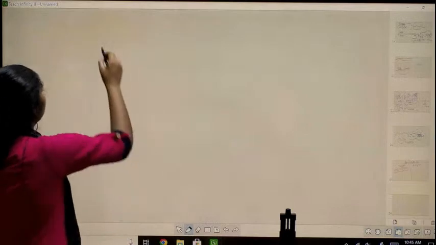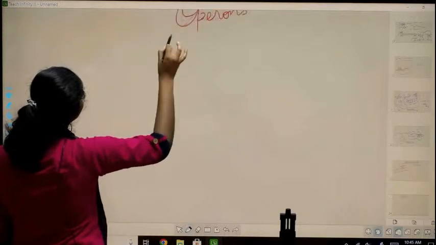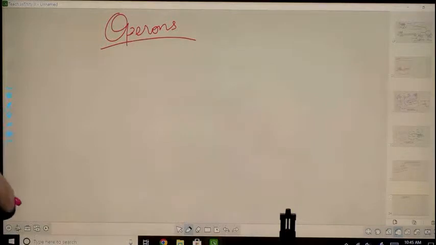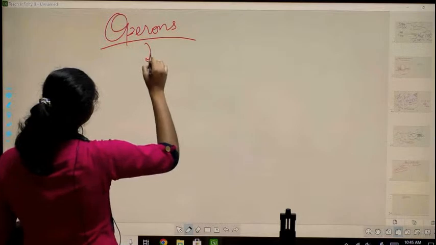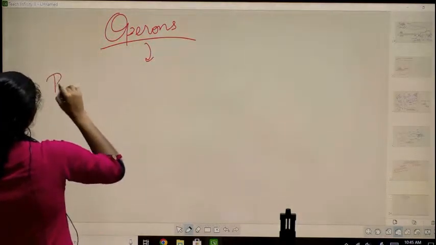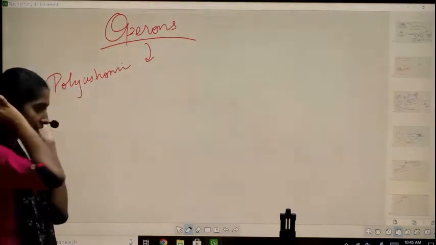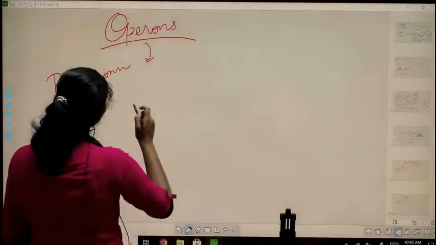Now we have to study about operons. Now, in case of prokaryotes, the transcription unit that we have studied is a little bit different. Prokaryotes, they are polycistronic, whereas eukaryotes, they are monocistronic, right? They are polycistronic while eukaryotes are monocistronic. What is meant by polycistronic? We'll try to understand.